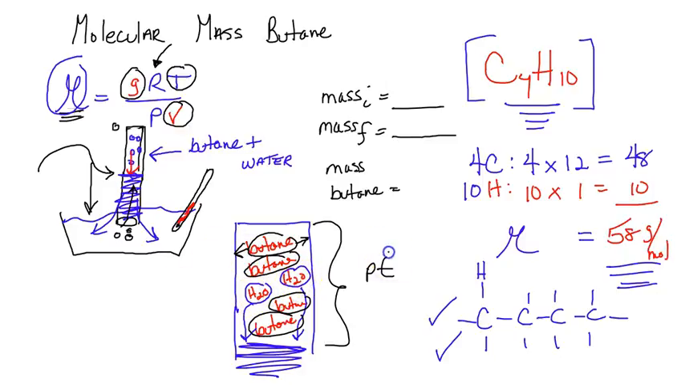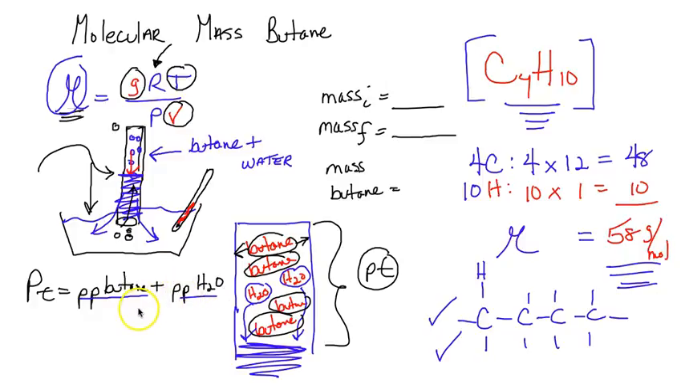And in fact, the total pressure in here should be what? The addition of both gases, and that's Dalton's law of partial pressure. So the pressure total is equal to the partial pressure, the individual pressure due to all the collisions due to the butane, plus the partial pressure of all the individual collisions of the water. And that's pretty intuitive, and we will derive that later. So it's pretty straightforward to understand.